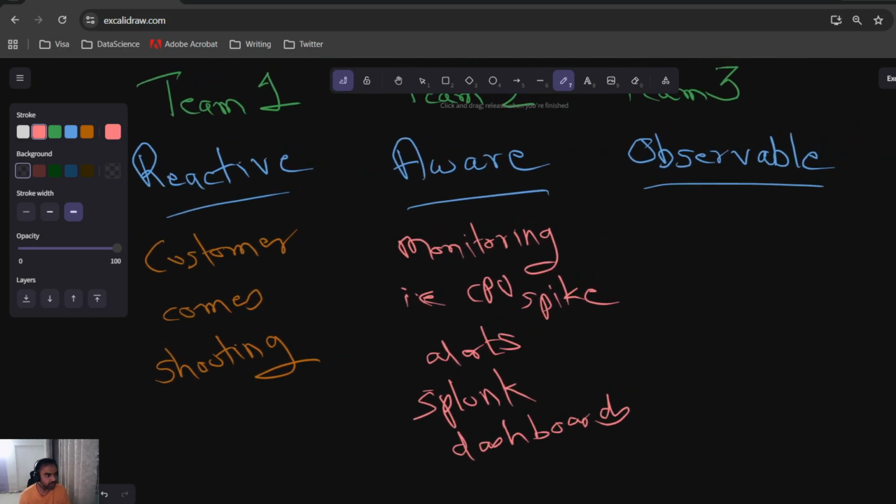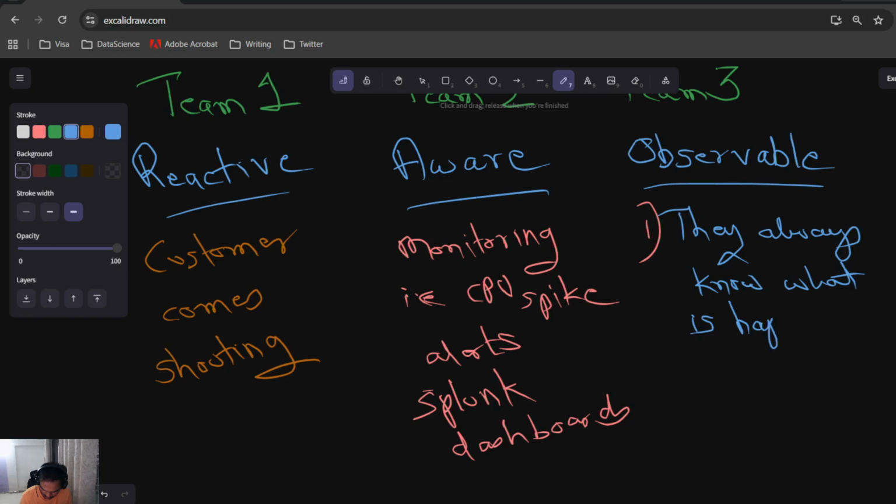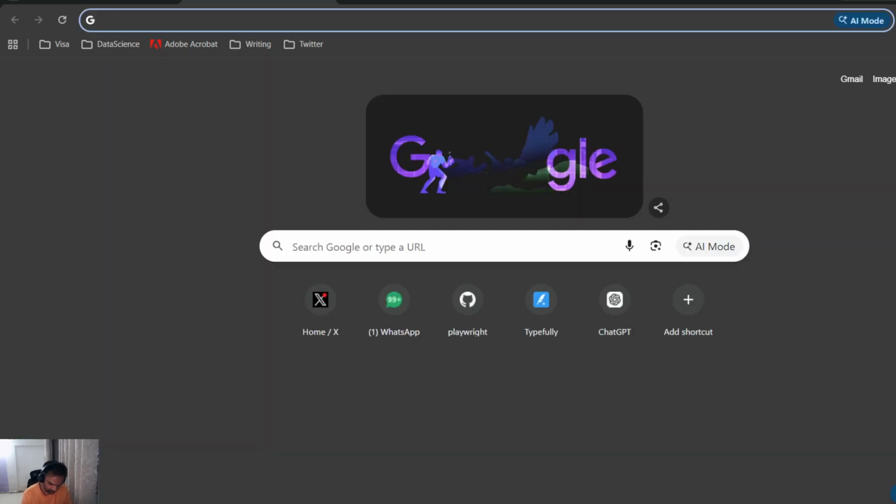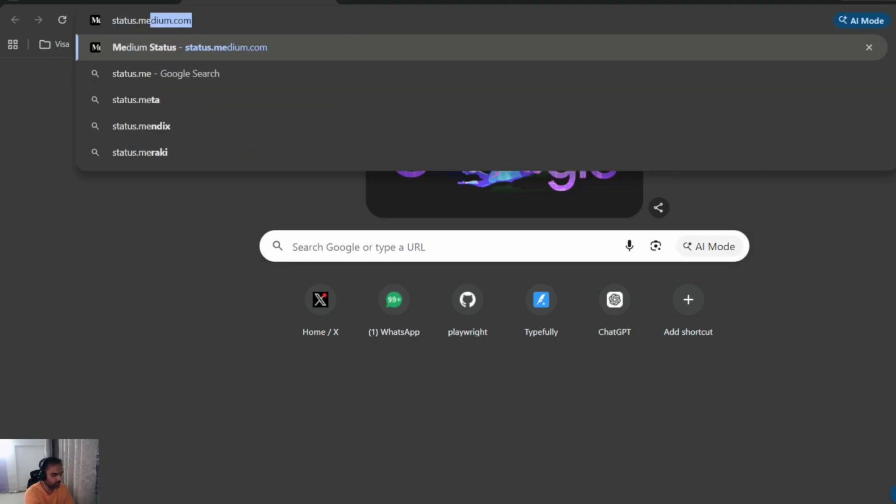But we want to be at the third level of observability maturity model, which is observable. So what is an observable team? First, they always know what is happening. A good example is this one, status.medium.com. I think this is a good example.